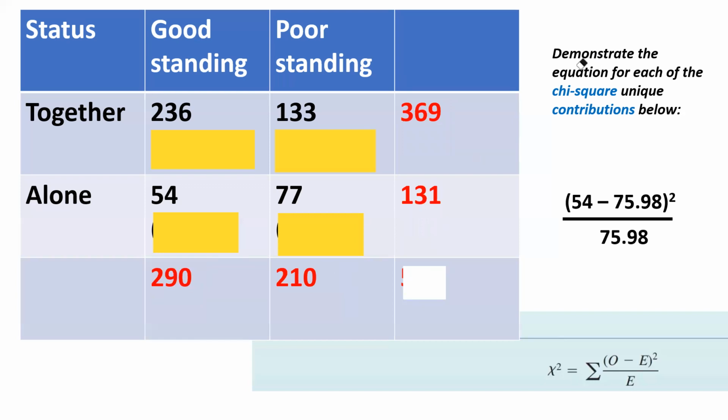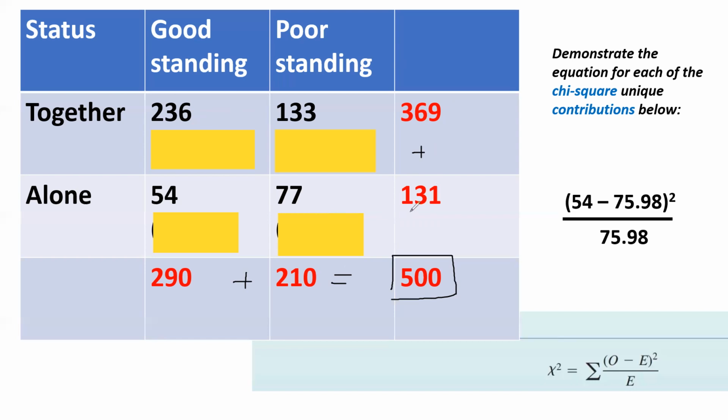Those values. Excellent. Now, the last thing is doing the column total. And I don't want to waste time waiting for that, so I'm just going to do this. You just add up all these values. 236 plus 133 plus 54 plus 77 should equal 500. However, I want to show you guys a neat little way to make sure you're doing these things right, and it is kind of handy. 290 plus 210 should equal 500.